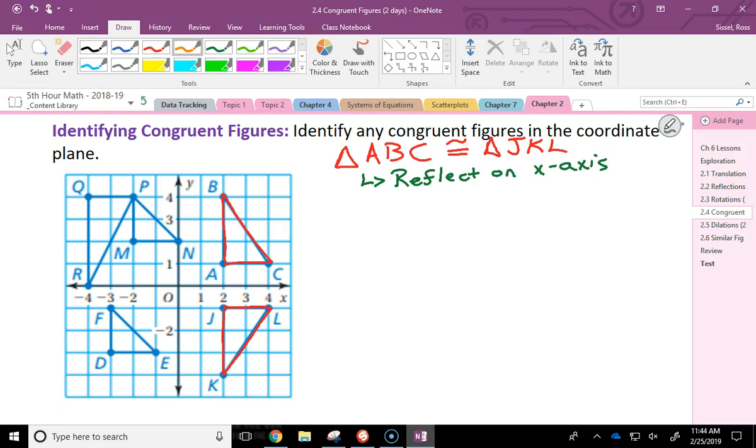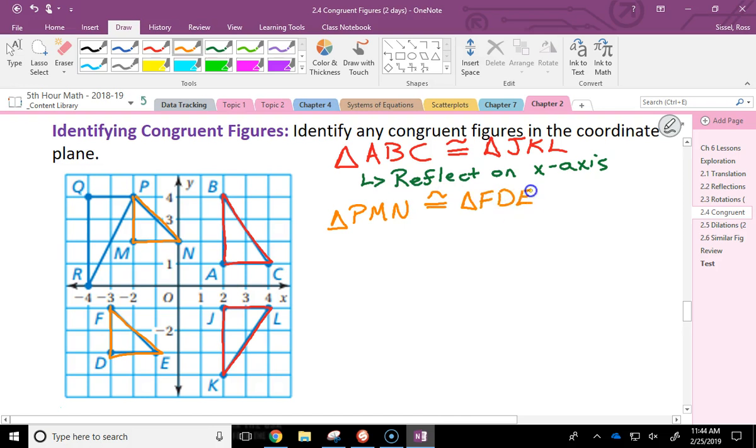Easton? PMN and FDE. Let me switch colors. P, M, and N. Perfect. Triangle PMN is congruent with triangle FDE. Okay, Parker, I know you weren't here for some of this, but how did I get from PMN to FDE? How did it get from here to here?